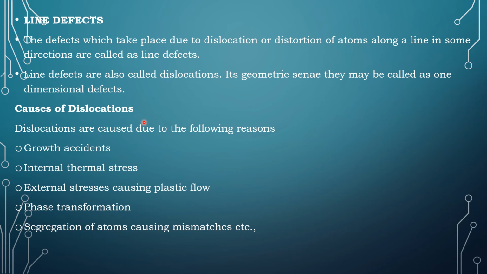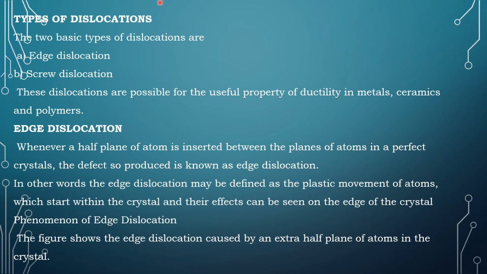What are the causes of dislocation? Dislocations are caused due to the following reasons. It may be due to growth accident when a crystal is grown, internal thermal stress, external stresses, phase transformation, and segregation of atoms causing mismatches. Now, what are the types of dislocations? There are two types of dislocations. They are edge dislocation and screw dislocation. So these dislocations are responsible for the useful property of ductility in metals, ceramics and polymers.